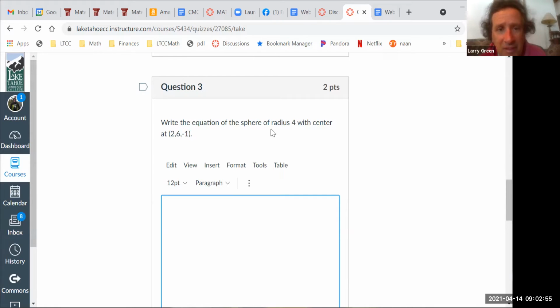Okay, we want the equation of a sphere of radius 4 with center 2, 6, negative 1. So again, it's kind of all or nothing. Either you remember spheres or you don't. Remember that if the center is the origin, it was x squared plus y squared plus z squared equals the square of the radius. But the center is not the origin, it's 2, 6, negative 1.